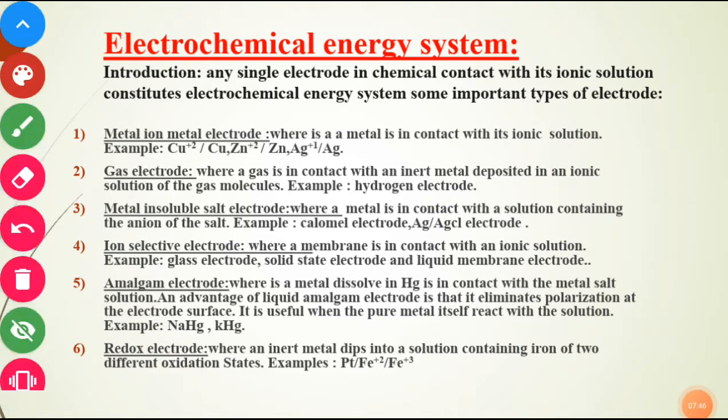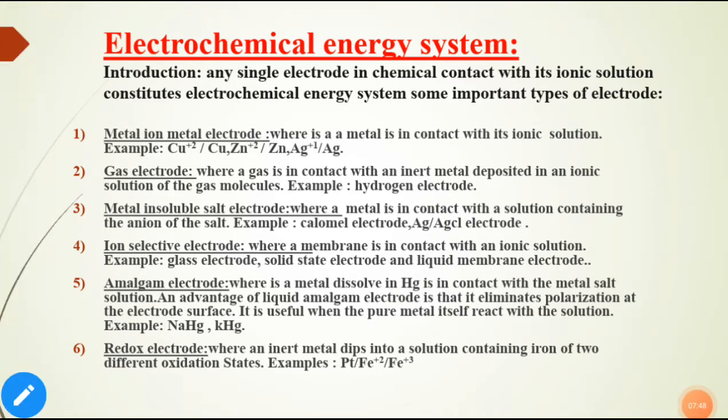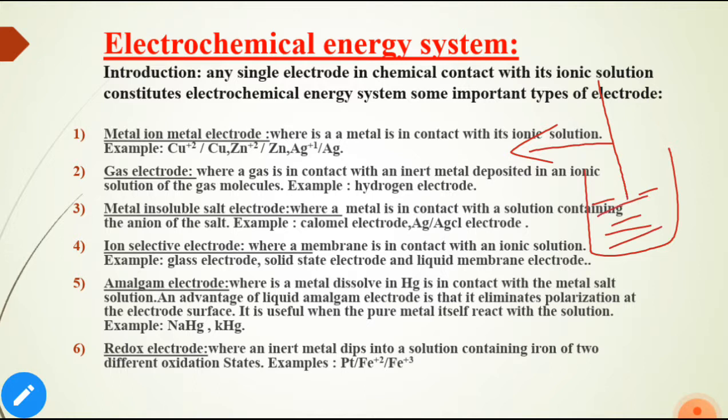Next, electrochemical energy system. What is an electrochemical energy system? Means any single electrode in chemical contact with its ionic solution. Means you have to take a container, and any single electrode, that is any metal, is in contact with the ionic solution. What happens? It constitutes an electrochemical energy system.